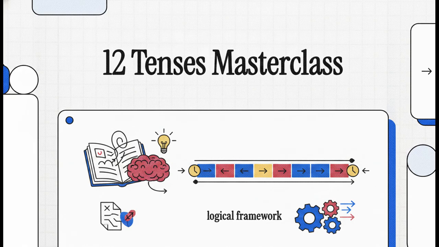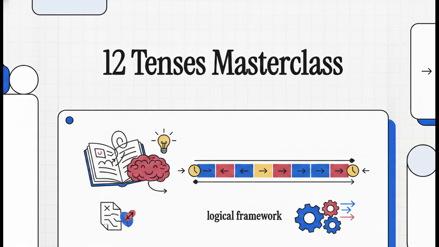Today, we're taking on what is arguably the most crucial and, yeah, definitely the most intimidating topic in English grammar, the 12 tenses. Look, I know that feeling. Staring at a whiteboard crammed with grammar formulas, it's completely overwhelming. But I'm making you a promise right now. We're going to have a totally frustration-free masterclass today.